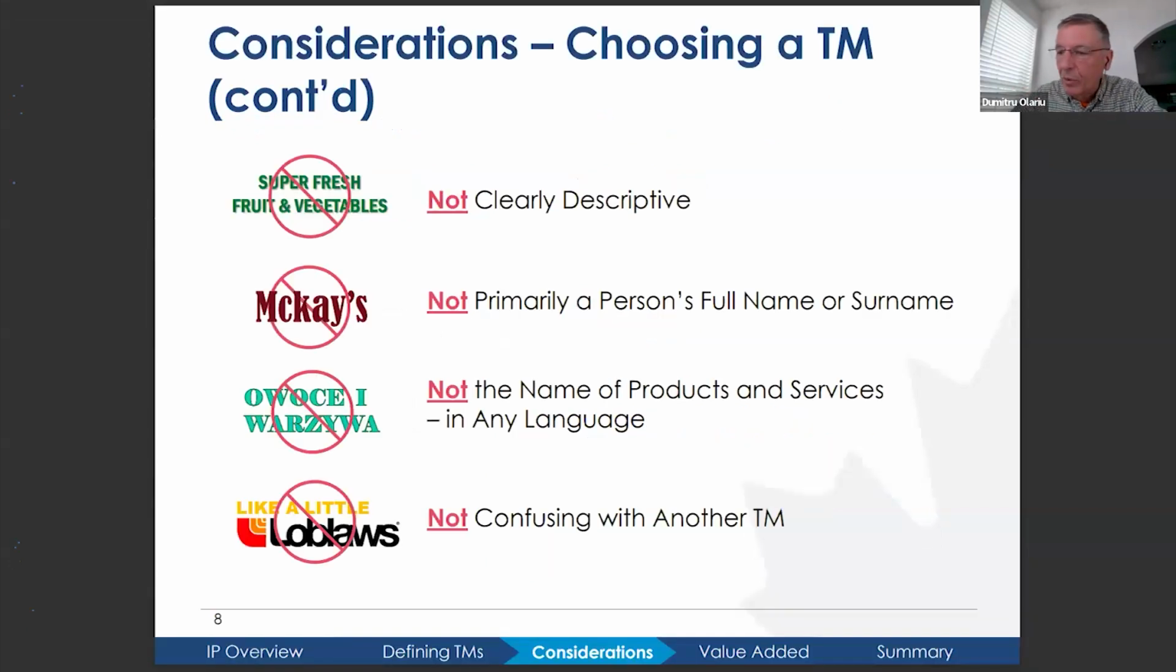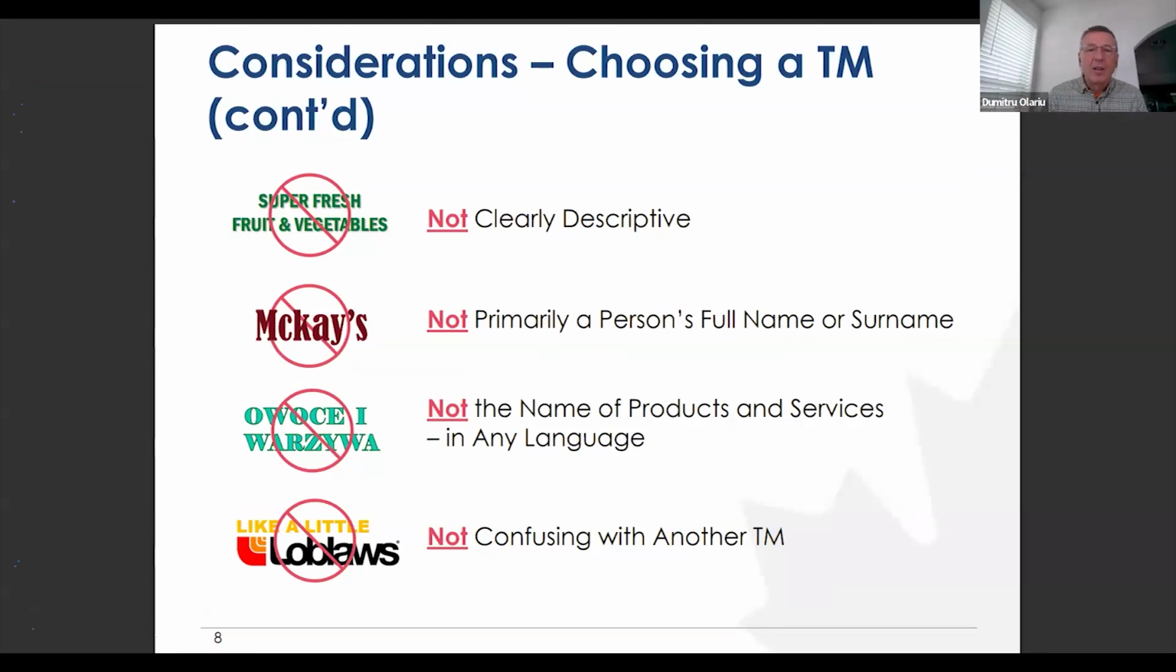In the next slide, we will see different considerations that you should be aware of when you're choosing a trademark. A trademark should be distinctive first, but also cannot be clearly descriptive. And we'll see there are some exceptions.